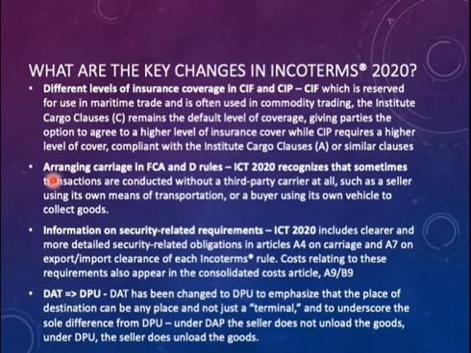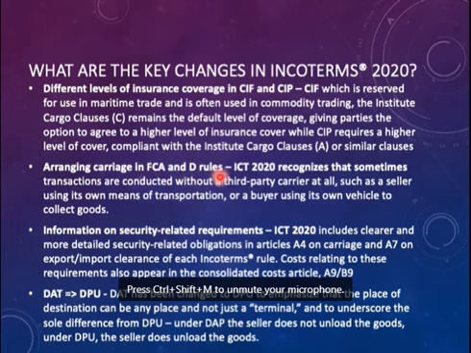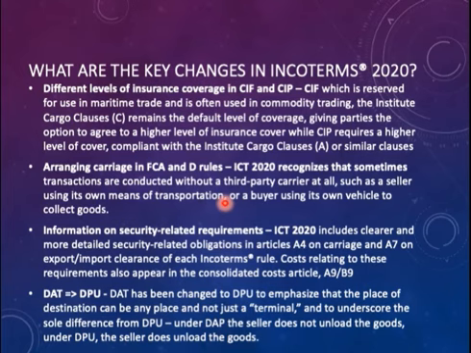The next difference is arranging carriage in FCA and D rules. Incoterms 2020 recognized that sometimes transactions are conducted without a third-party carrier at all. It means that the seller can use its own means of transportation. Okay, the seller can use its own means of transportation to deliver the goods, or the buyer can use its own means of transportation to collect the goods.